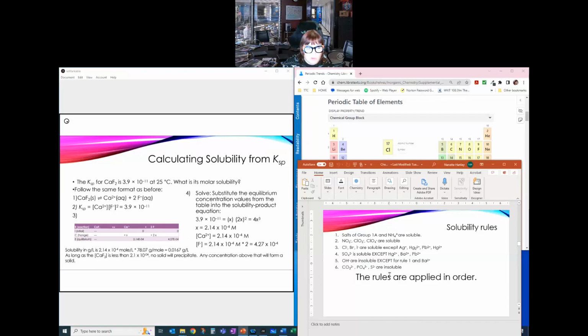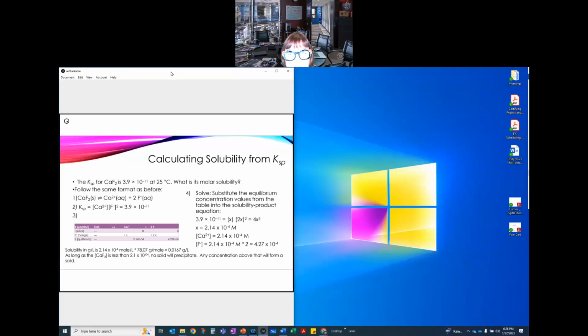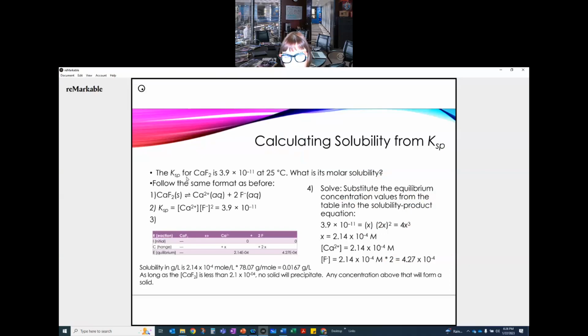We can set up a RICE table for this, just like we did before. Since CaF2 is a solid, it's not part of that RICE table. Let me get rid of this for now, because right now I don't need it, but I need space. So that CaF2 does not appear in this table. We initially have Ca2+ as 0 and F- as 0. When we break down a CaF2, we get 1 Ca2+ and 2 F-. So in equilibrium, we're going to be able to solve for that concentration.